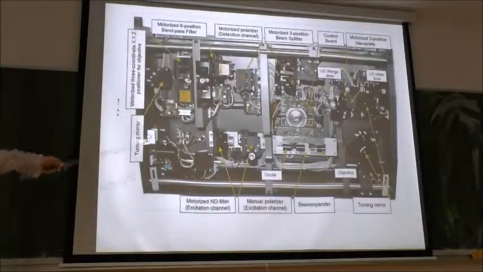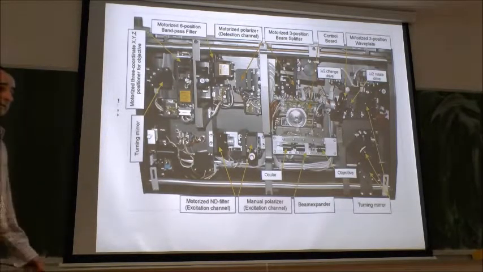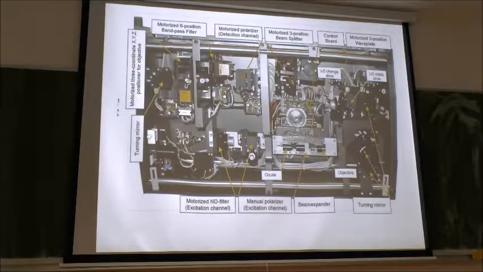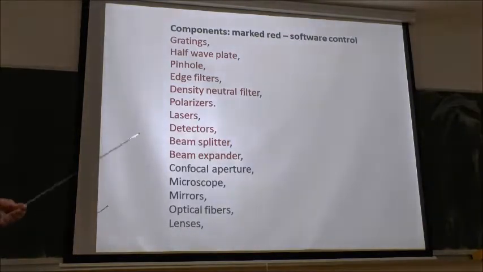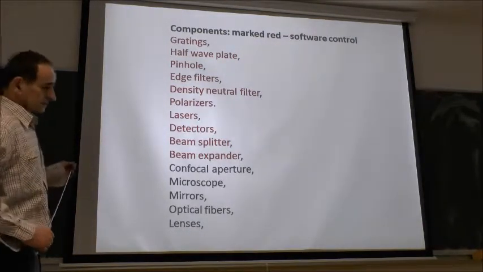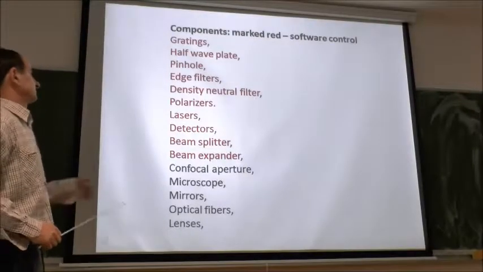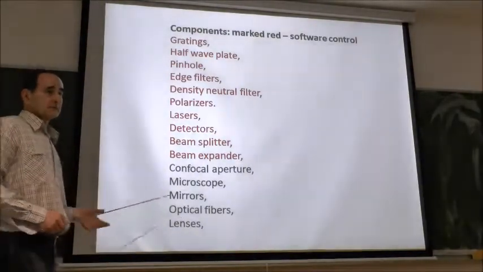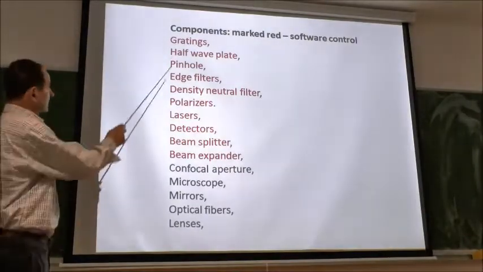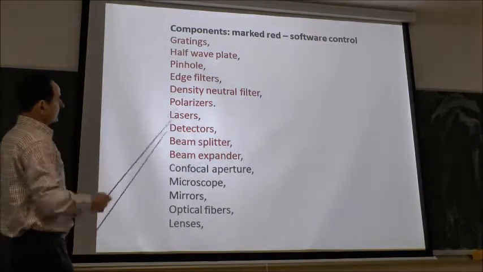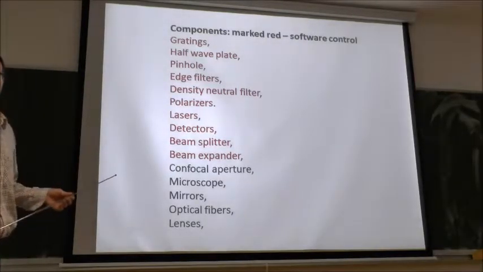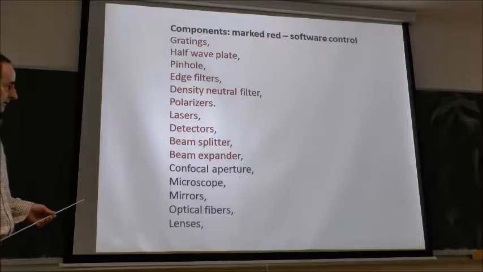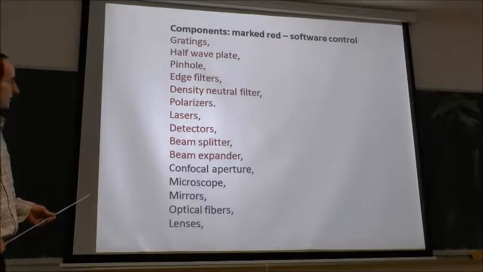This is the inner view of that benchtop instrument. It's pretty crowded, but it's mainly due to servo motors. Optical elements are not so big. So these are the components of the spectrometer. You get all this, you can make a spectrometer by yourself. The parts which are marked red are moved by software. So they are controlled by the instrument.